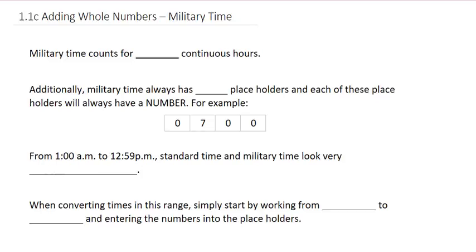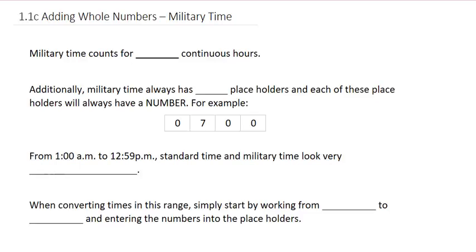Adding whole numbers. Go ahead and fill in the blanks while we move along in this lesson. Military time counts for 24 continuous hours. Additionally, military time always has 4 placeholders, and each of these placeholders will always have a number. For example, 0700 is another way to write 7 a.m.